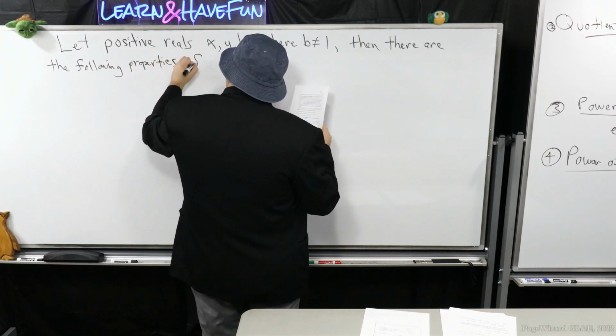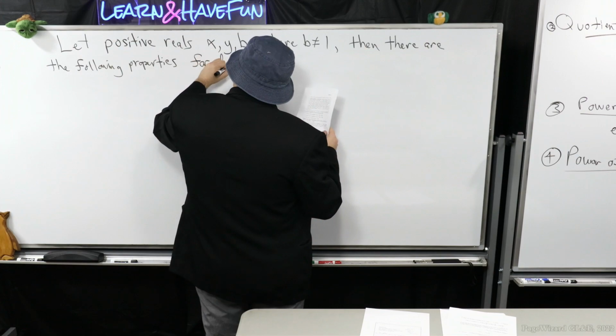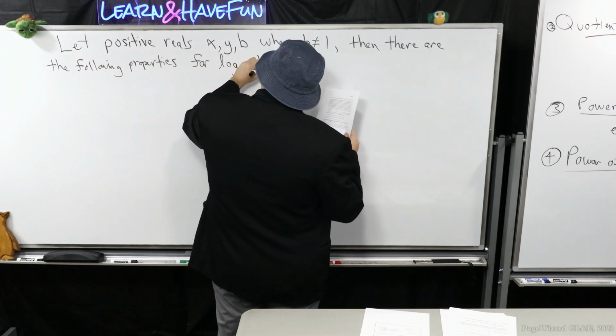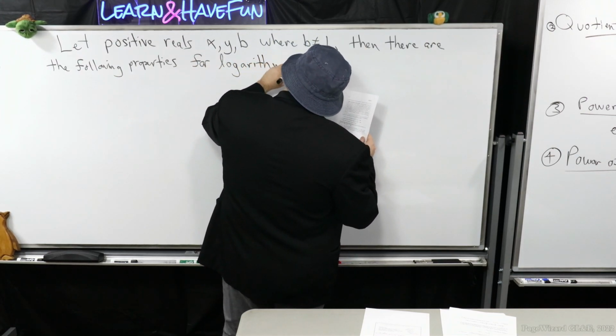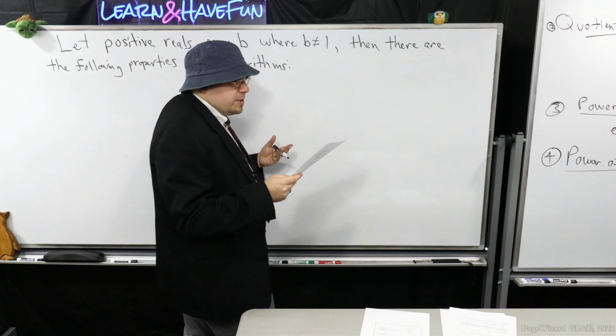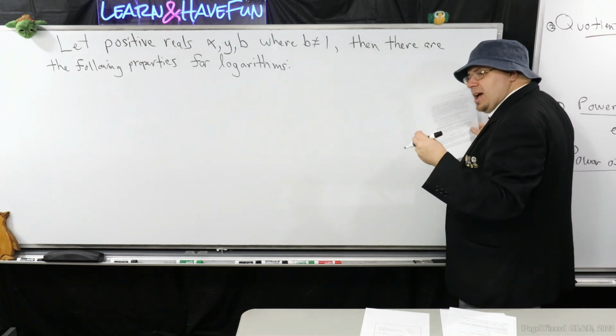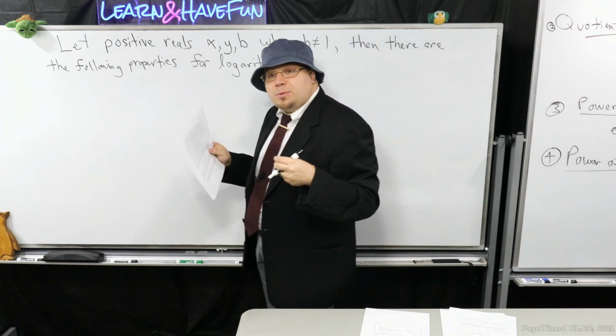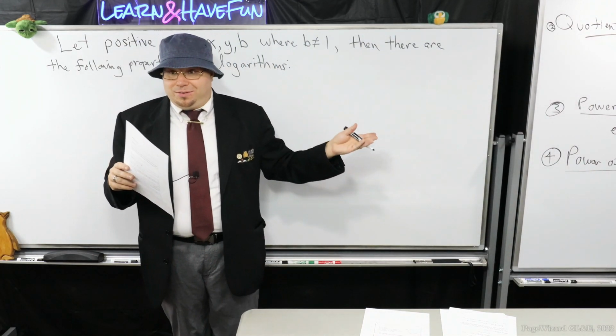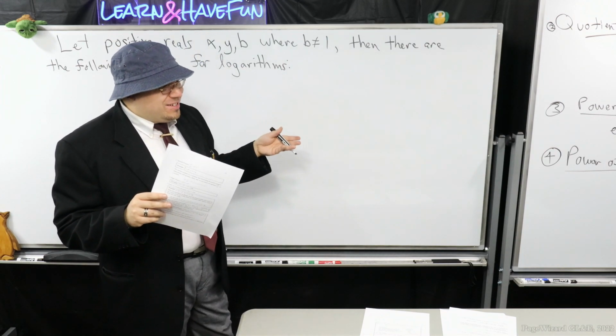Following properties for logarithms. Now, just as a quick reminder of what a logarithm is: normally, when we exponentiate, we have a number, a base of the exponent raised to some power, and we get a result. That's the result of exponentiation.